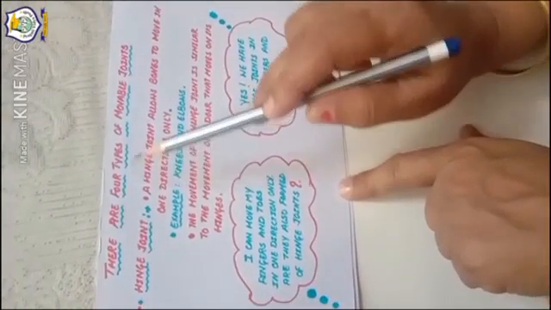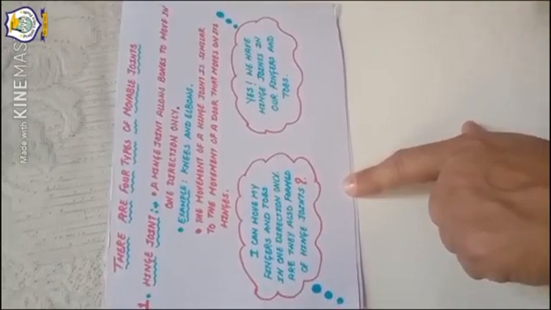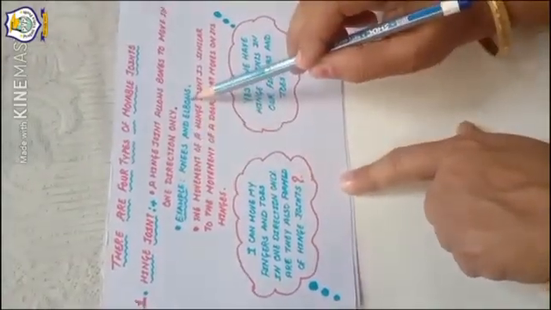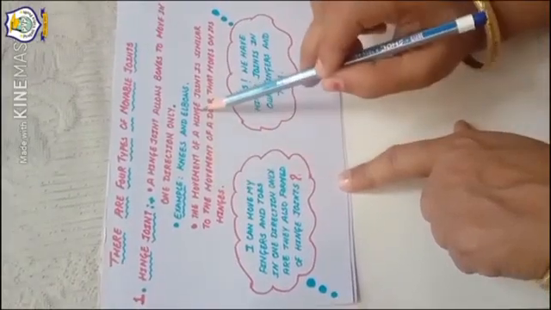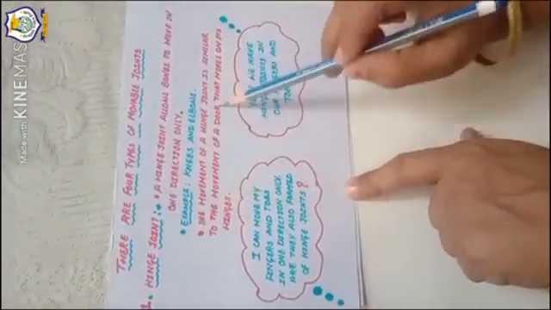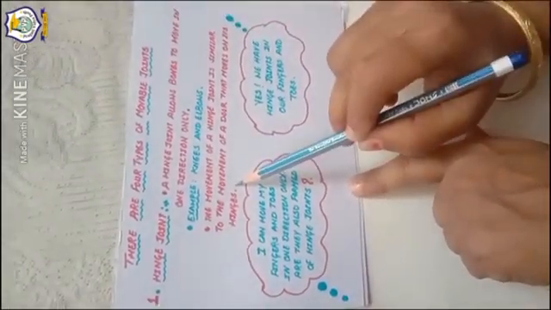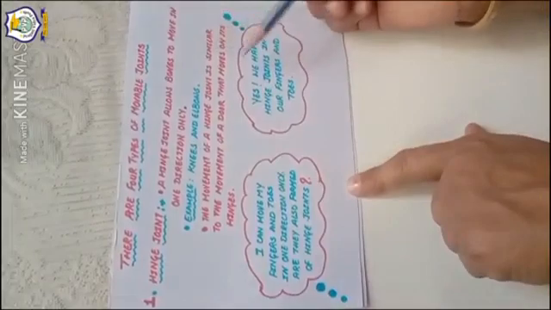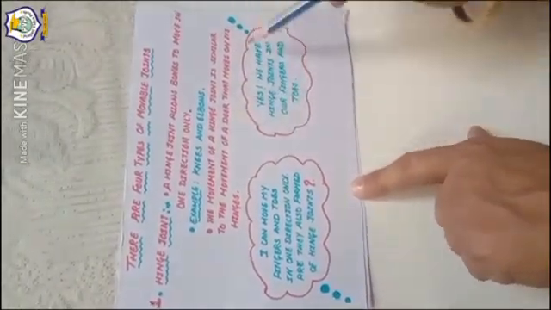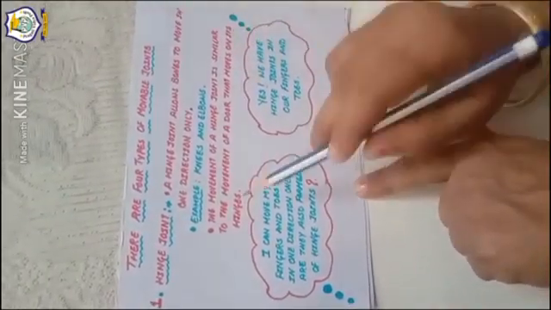See it? A hinge joint allows bones to move in one direction only. Example, knees and elbows. The movement of a hinge joint is similar to the movement of a door that moves on its hinge. Clear to you? What type of movement in door? Because the door moves, we can open the door or close the door because of hinge.